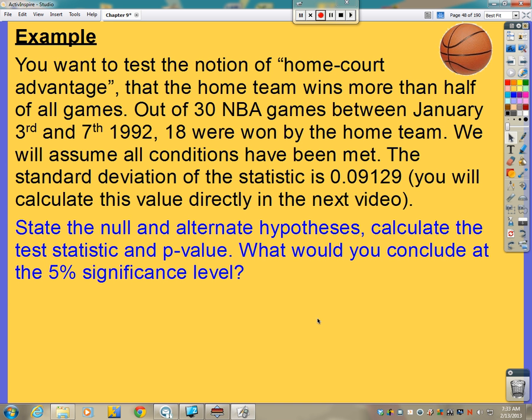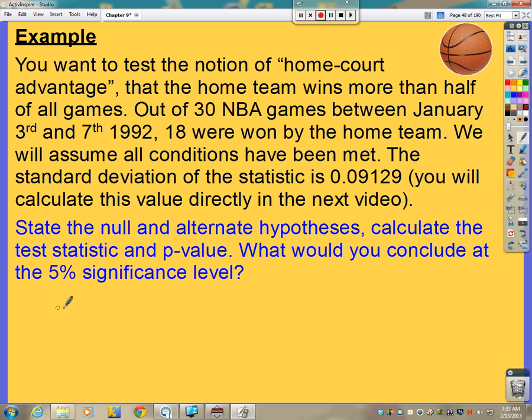So the example we're going to look at here. You want to test the notion of home court advantage, that the home team wins more than half of all games. Out of 30 NBA games between January 3rd and 7th, 1992, 18 were won by the home team. We will assume all conditions have been met. The standard deviation of the statistic is 0.09129, and we will calculate this value in the next video, so don't worry about how I got this number. First, we're going to state the null and alternate hypotheses. We will then calculate our test statistic and p-value, and then what would we conclude at the 5% significance level?